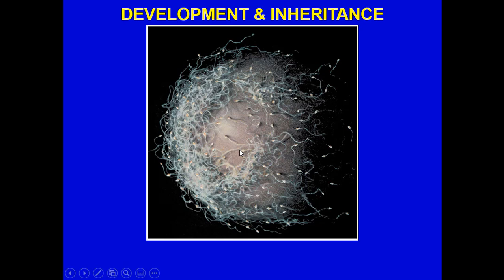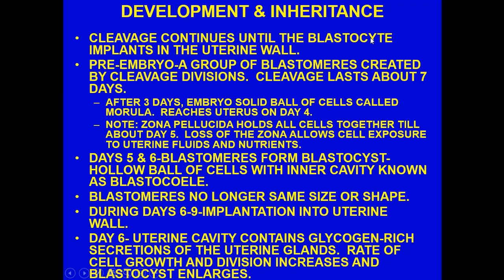Now, cleavage is going to continue until the blastocyst implants into the uterine wall. So every time you have a cleavage, you are going to get 2, then 4, then 8, then 16, and each time the cells are going to get smaller and smaller. When we consider something a preembryo, this is a group of blastomeres created by the cleavage divisions. Cleavage as a process lasts about 7 days.